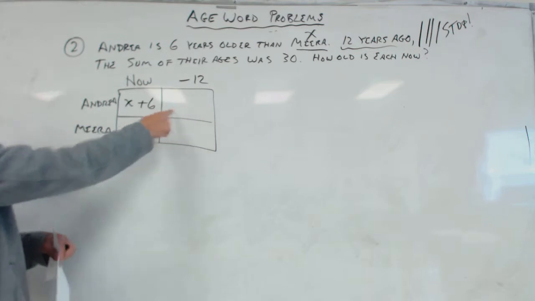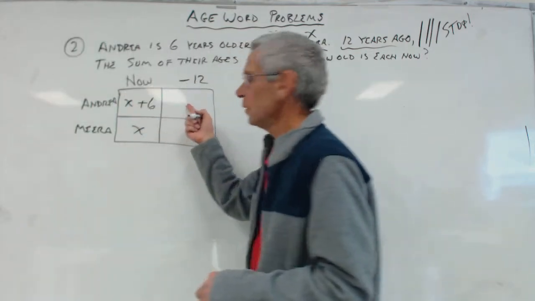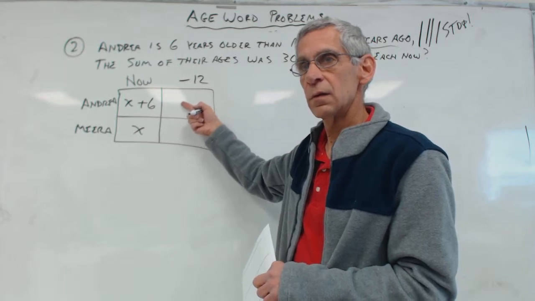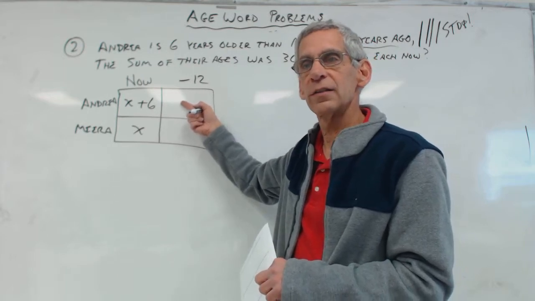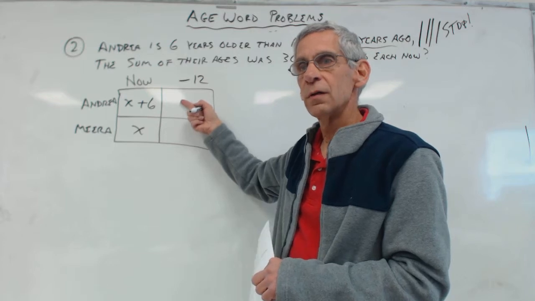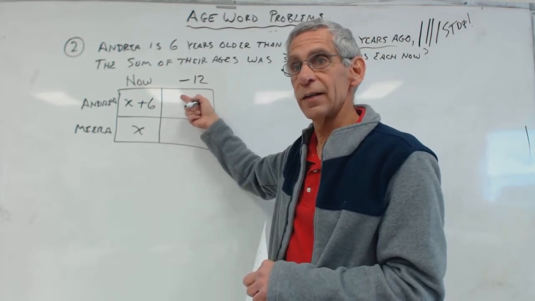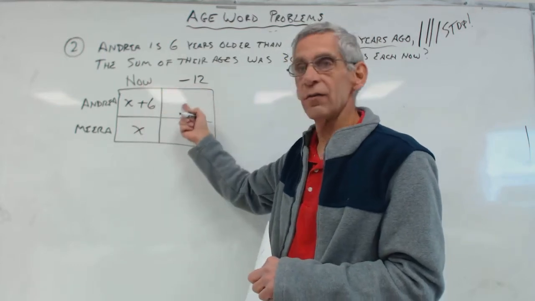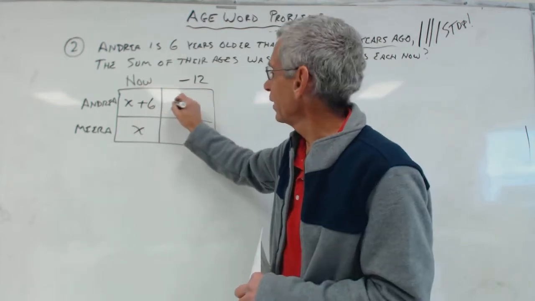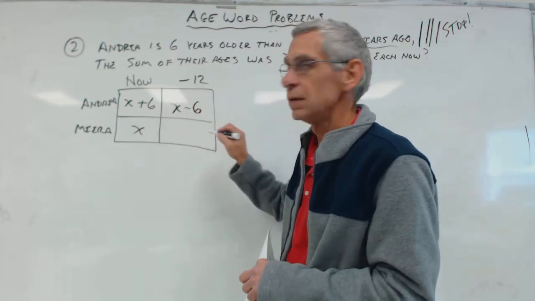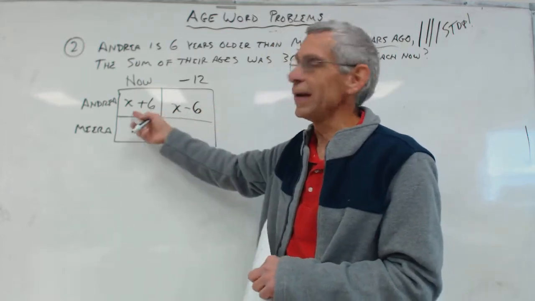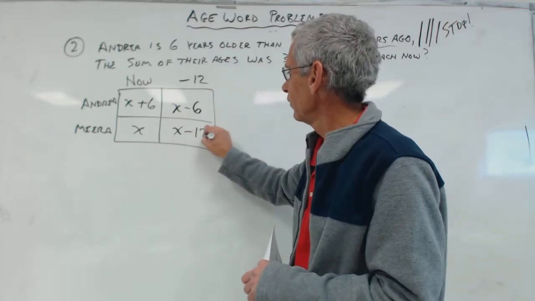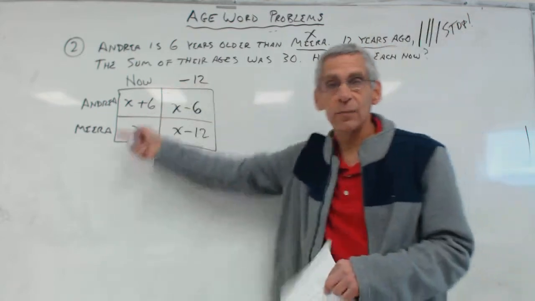Now, what do I put here? You put X minus 12. And for Andrea, X plus 6 minus 12 is X minus 6. Don't you agree with me? Yeah. So I could do X minus 6, just keep it simple, as opposed to writing X plus 6 minus 12, right? And then this is just X minus 12. All right, so now I've got the box filled in.